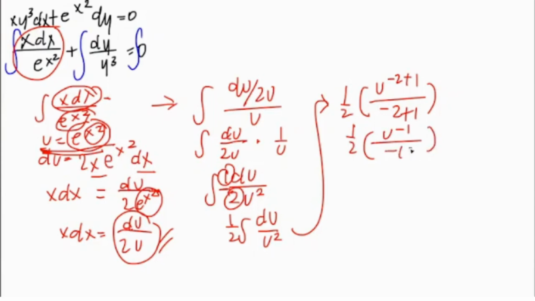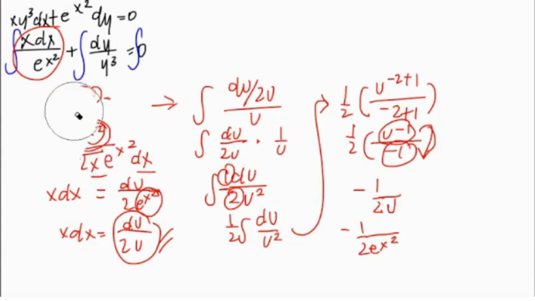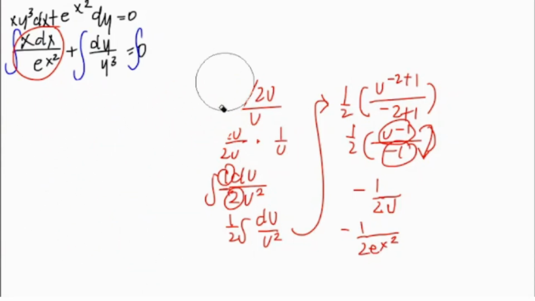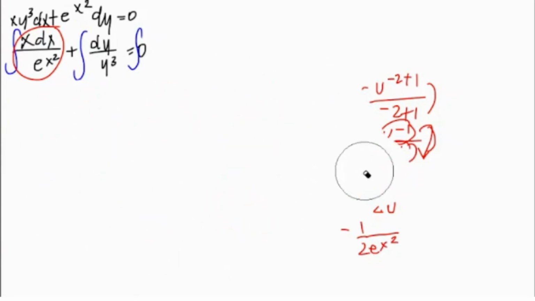Ayusin natin na maging maayos siya. Negative 1, negative 1/2. U raised to negative 1, ibaba natin siya sa denominator para maging positive. So, negative 1 over 2u. So, pwede natin substitute yung value ng u dito, which is e raised to x squared. So, ngayon, erase lang natin to. Tapos, ilagay na natin siya sa main equations natin.